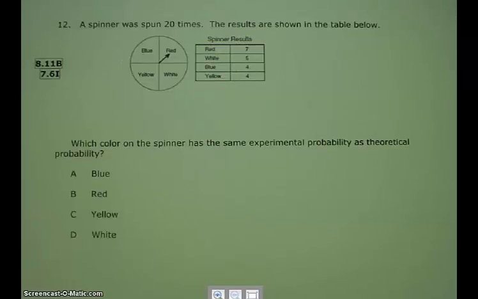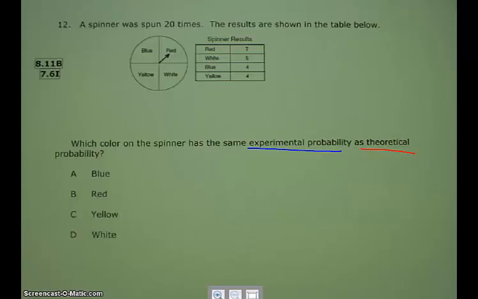Let's take a look at question number 12. The question says a spinner was spun 20 times. The results are shown in the table below. So here we have a spinner and the actual results of the spinner in the table. Which color on the spinner has the same experimental probability as theoretical probability?